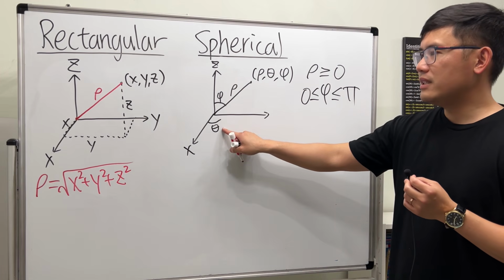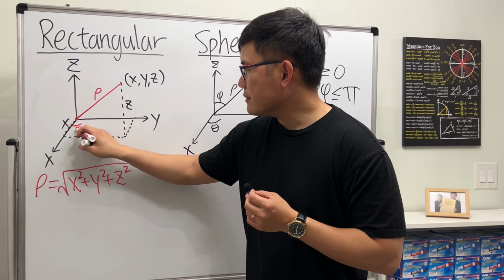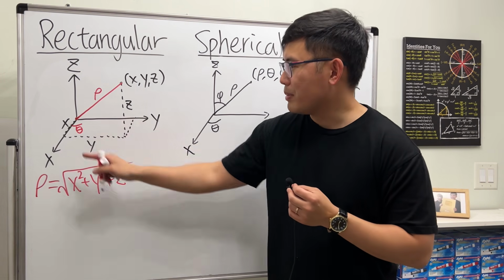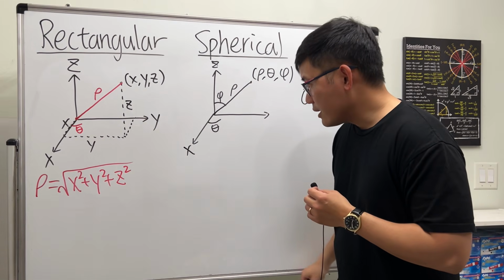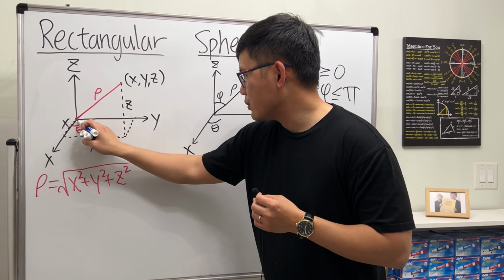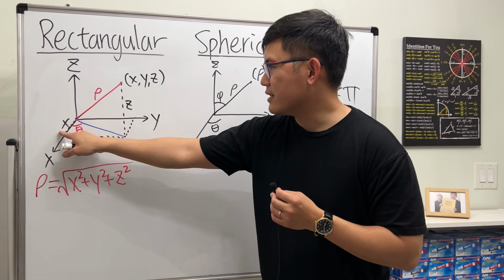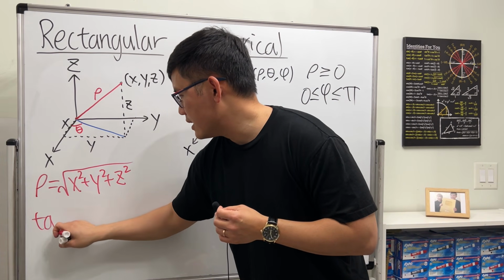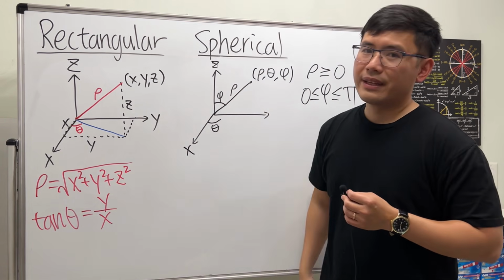Now, how can we get the angle theta? It's from here to here, right? Well, on the xy plane, we can just do the polar way. We can look at this triangle. Once I connect from here to here, opposite, adjacent. So use tangent. So we get tangent theta equals y over x.